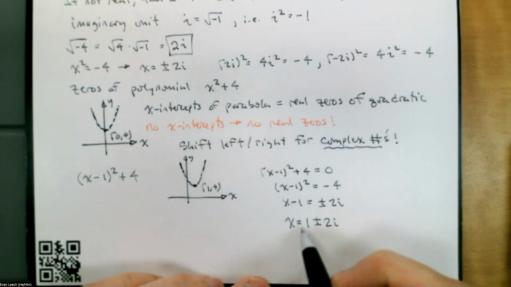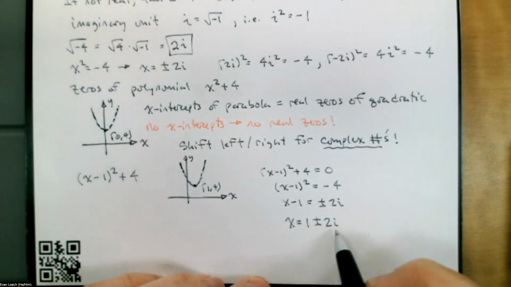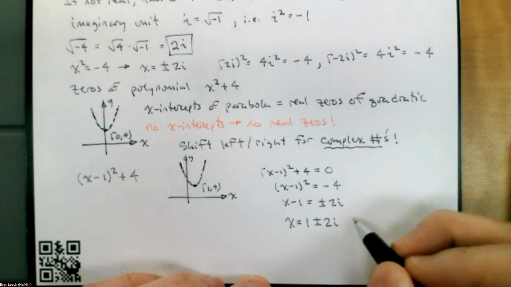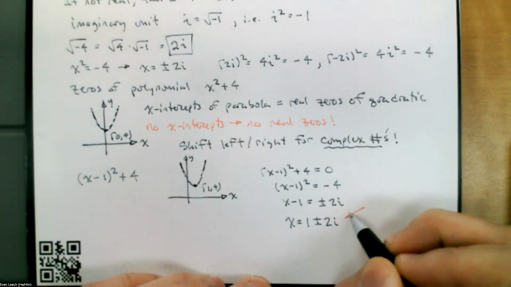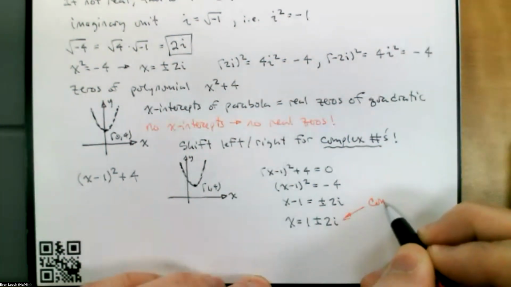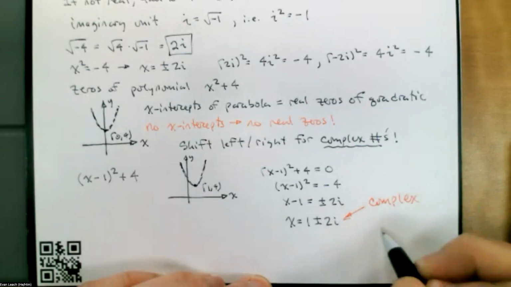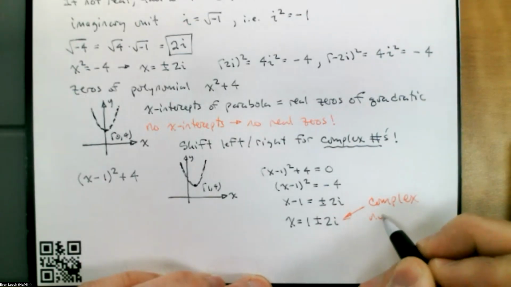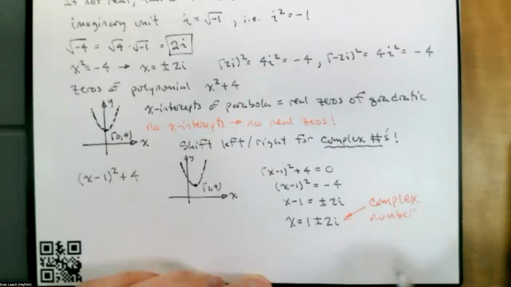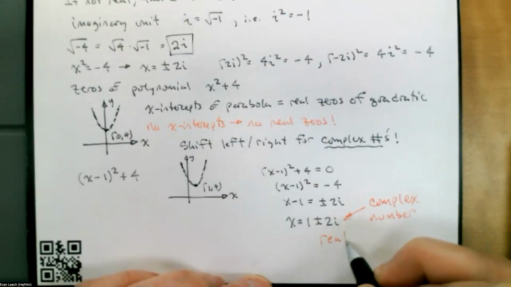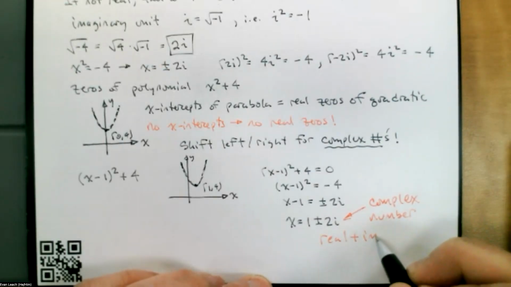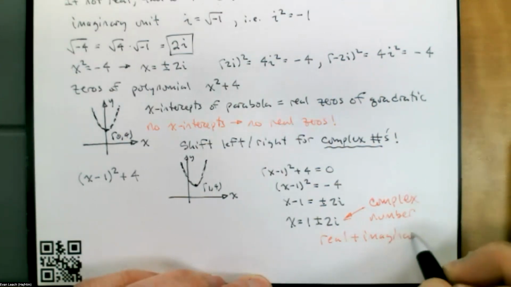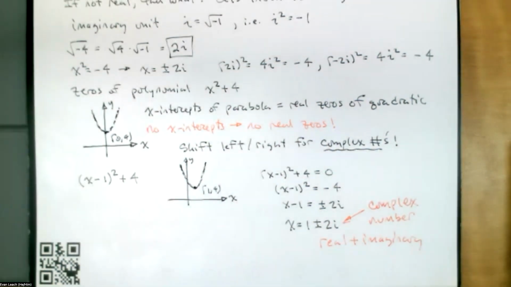So here we have a combination of a real number and an imaginary number, and this is called a complex number. When we combine a real number and an imaginary number, we get what's called a complex number.